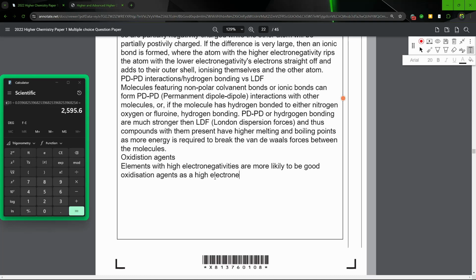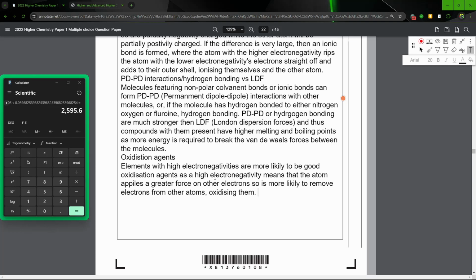Higher electronegativity means that the atom applies a greater force on other electrons, so it can remove electrons from other atoms, oxidizing them.